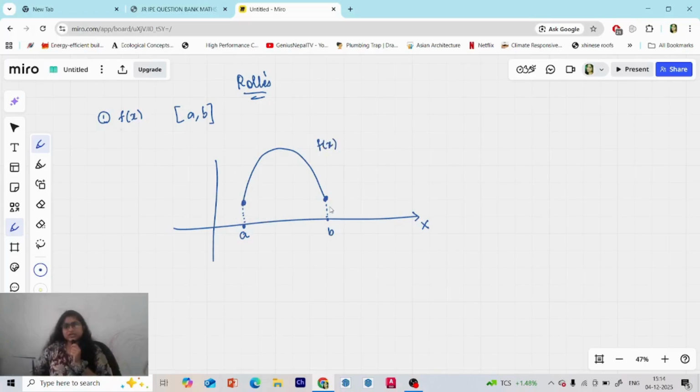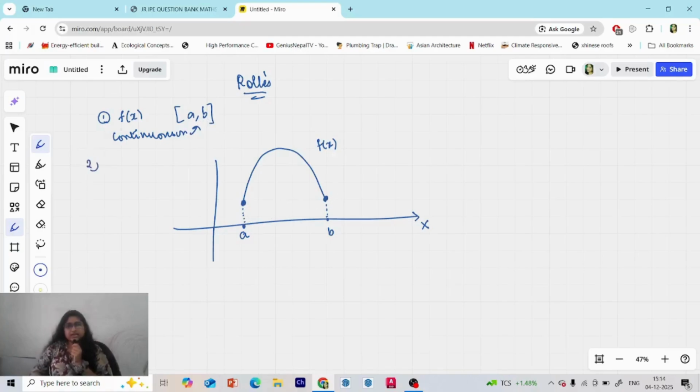Okay, as you can see it is continuous on A to B. Okay, f of x should be continuous on this interval A to B, which is A and B are both included.